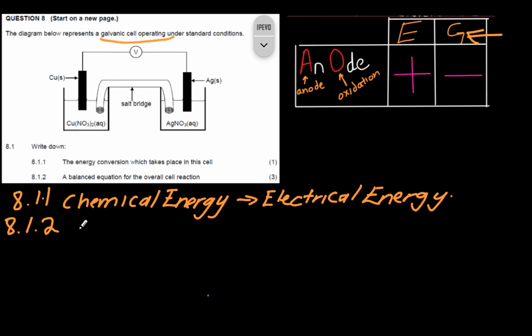8.12. It says, write down a balanced equation for the overall cell reaction. So the overall cell reaction is the same as the net equation. So we're going to write the net equation, and to do that, obviously we must know what reaction is taking place here, whether it's oxidation or reduction, and what reaction is taking place in there. So the first thing that we have to do is go to the reduction potentials table, and we see which one is the reducing agent and which one is the oxidizing agent. So let's just do that.